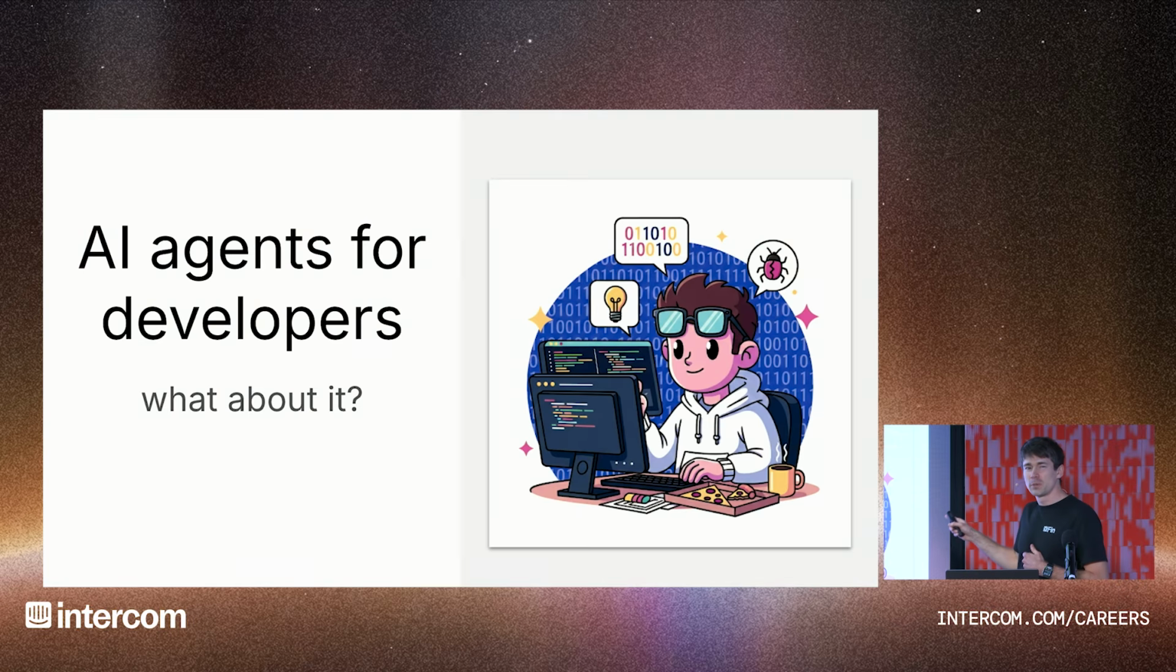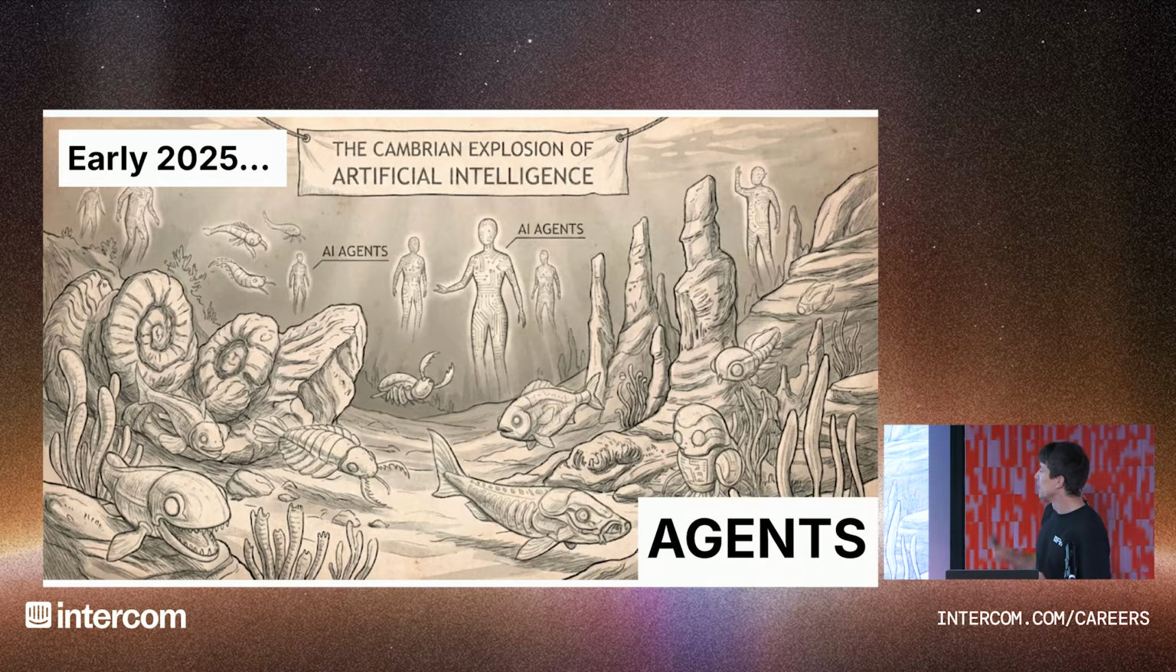But this story is not about Finn, right? This story is about something else. It's about AI agents for developers, for you. And you might ask, well, what about it? What's the story? So early in 2025, as Pat mentioned, it's a year of slop.